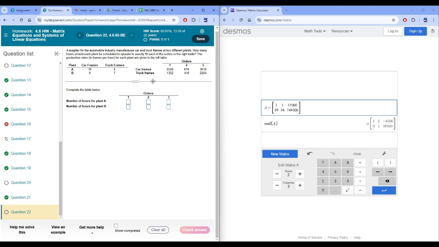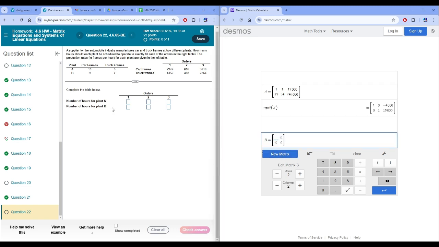All right, this is the last question. Let's try to figure this out. So, a supplier from an automobile industry manufactures cars and trucks to different plants. How many hours should each plant be scheduled to operate to fill exactly the orders on the right? So, let's see. We have car frames. All right, so a new matrix. Let's make this one a 2 by 3.